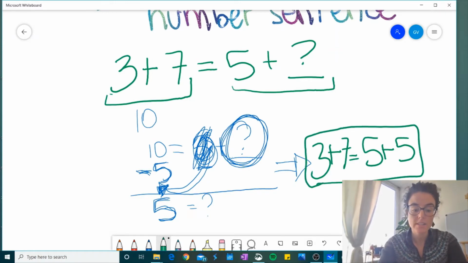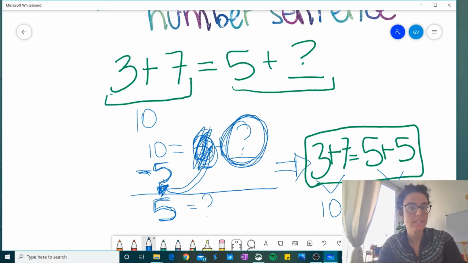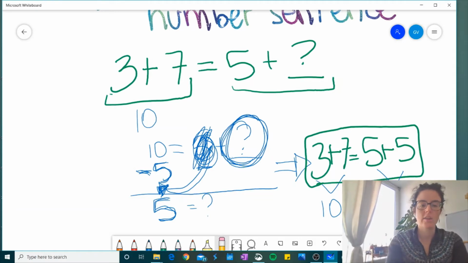Okay, because let's check. 3 plus 7 is equal to 10, and 5 plus 5 is equal to 10. So is 10 the same as 10? It is. 10 is the same as 10. Okay, let's try another example.